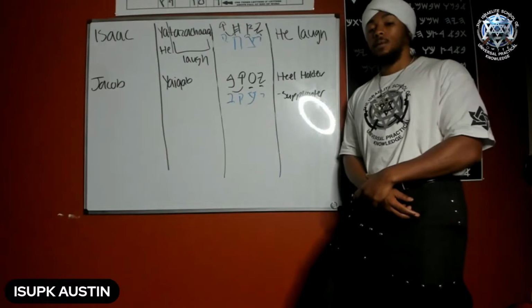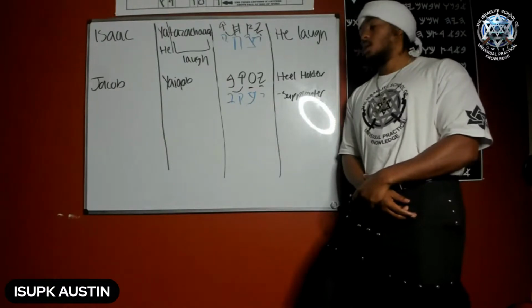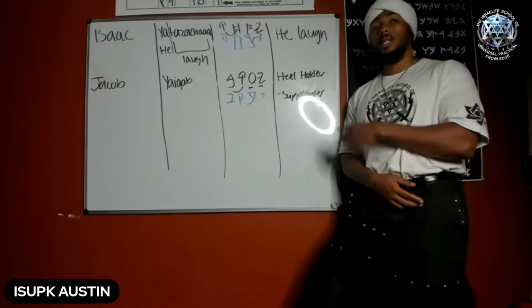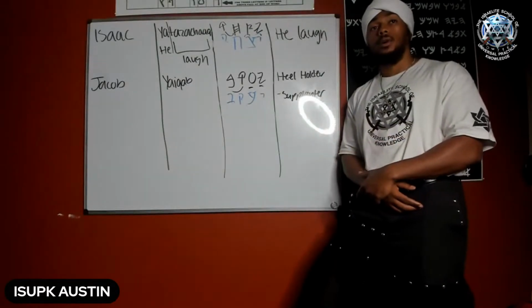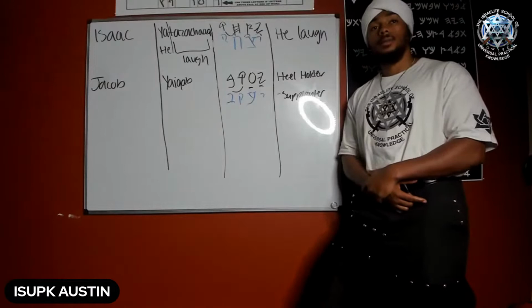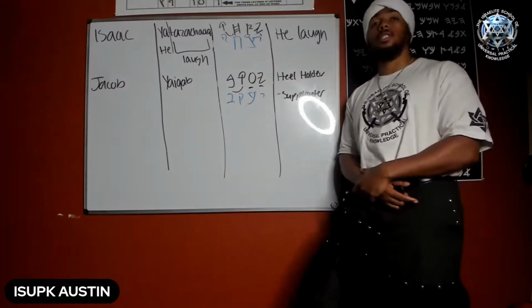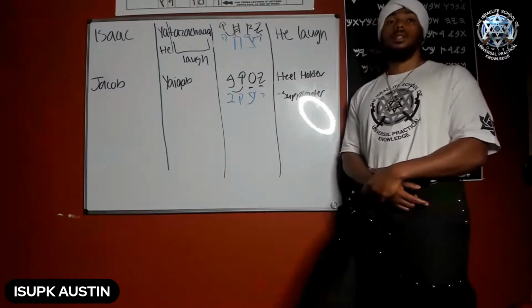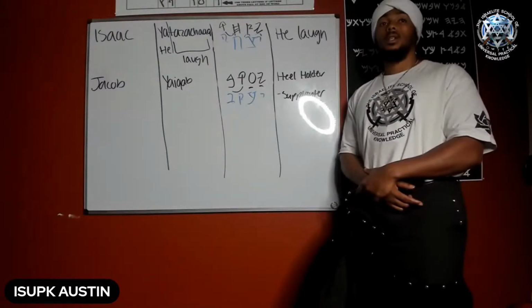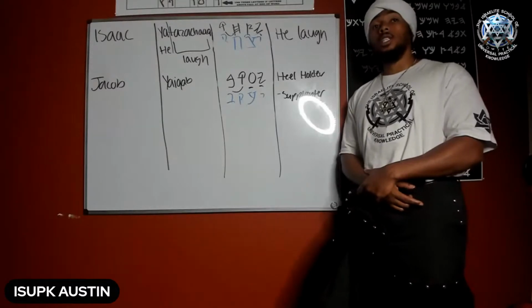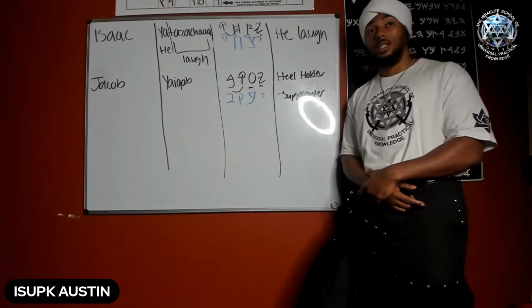Now, let me give you a quick breakdown. You said his name meant what? It was heel holder, right? The first thing, heel holder. Why? Because in the womb, he pulled on his brother's heel. What does the prophecy say? The oldest shall serve the youngest. The angel told that to who?